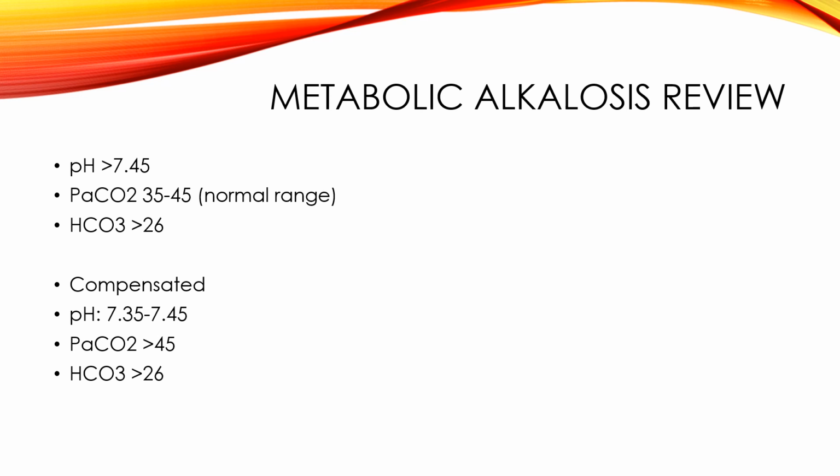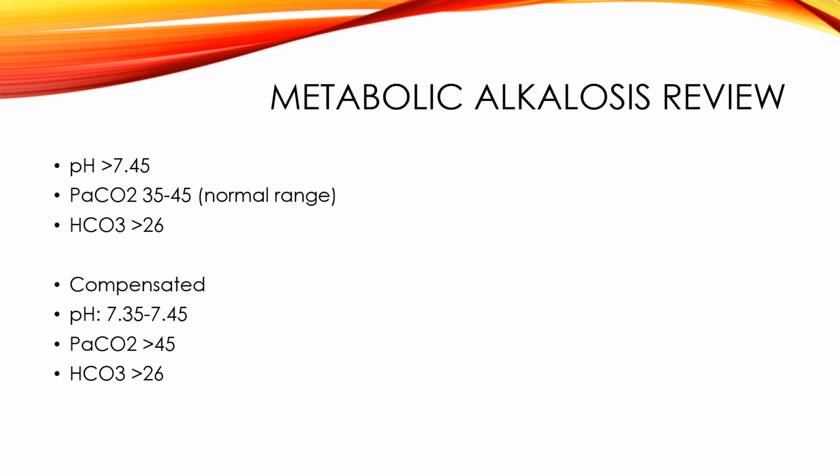But our bicarb is what is going to be high. And remember, if our pH is high, metabolic, our bicarb is going to be equally high. So it's also going to rise. The bicarb is going to be above 26, and that is what indicates that it was a metabolic problem. So we had a normal PCO2, but we had a rise in our bicarb, so it's a metabolic problem.